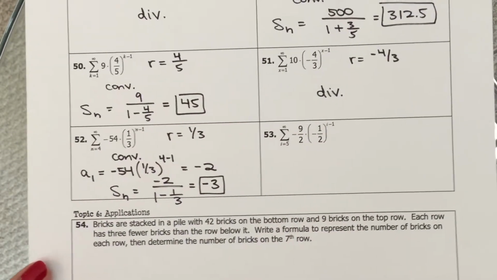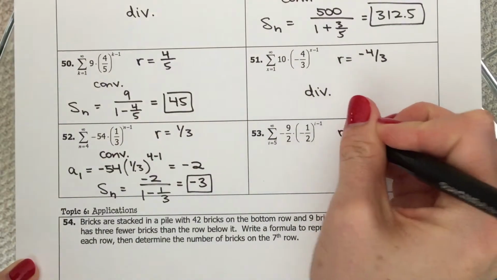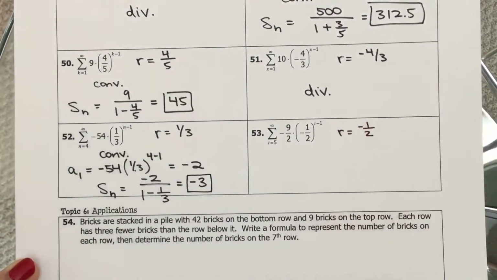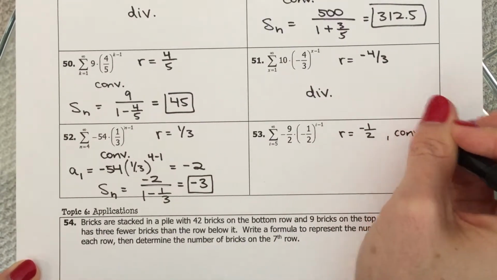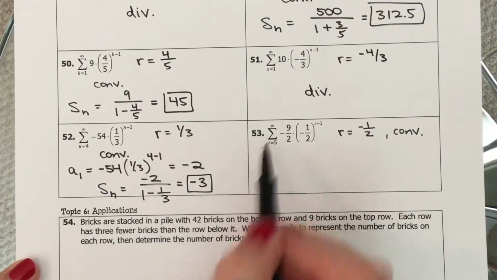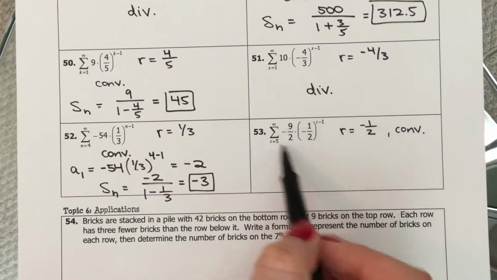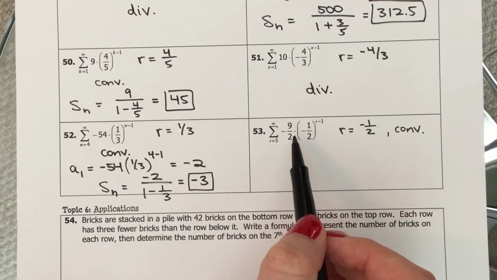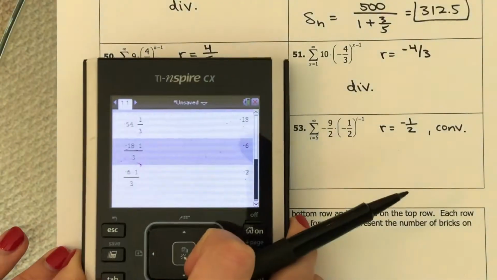Okay, 53, one more of these. We can see our ratio right in the middle here is a -1/2. That value is smaller than 1, so we know that our series converges. And so we have to kind of trace forward a little bit to see what the fifth one would be. So our first value is this -9/2, and then we figure out, so I can even show you just what the calculator would look like.